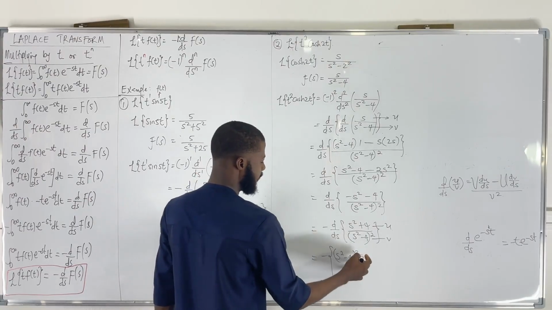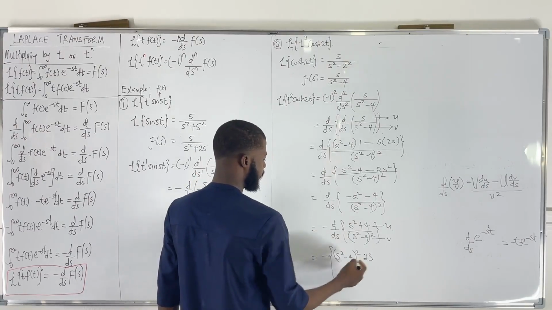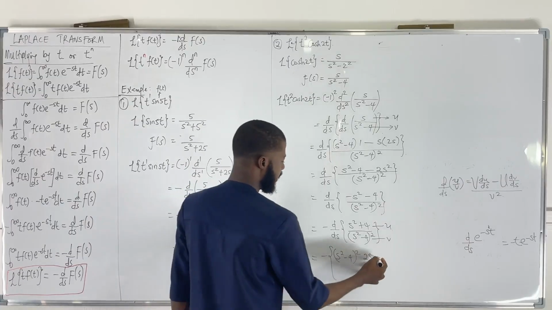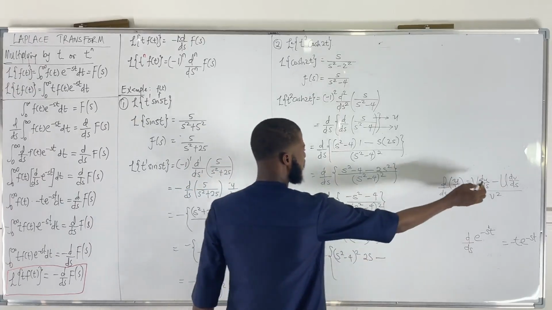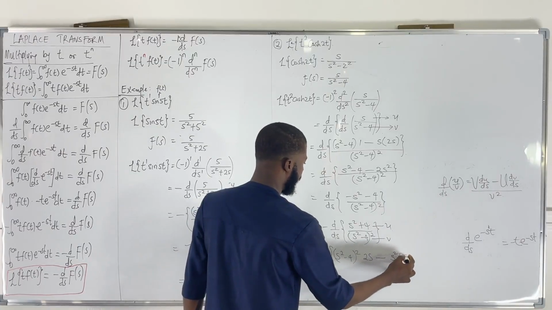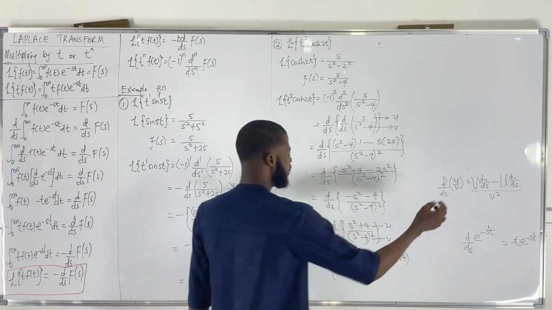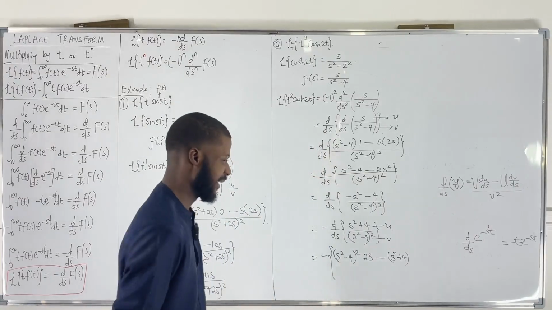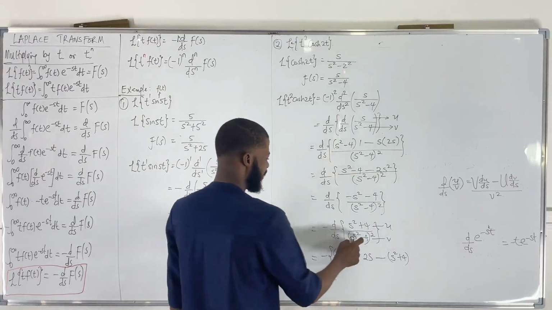So when I differentiate this, I'm just going to be getting 2s. Then minus says minus u. So I'm going to be writing u, which is s squared plus 4. And then dv ds, that's going to be a crazy one. We have to differentiate this.